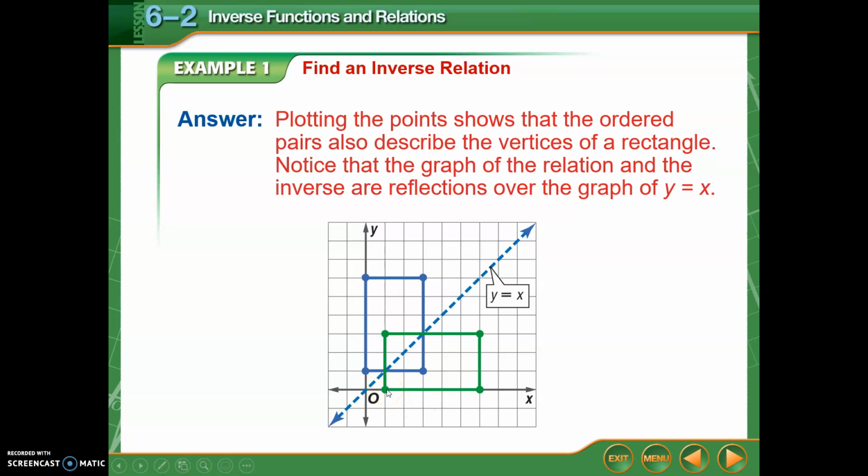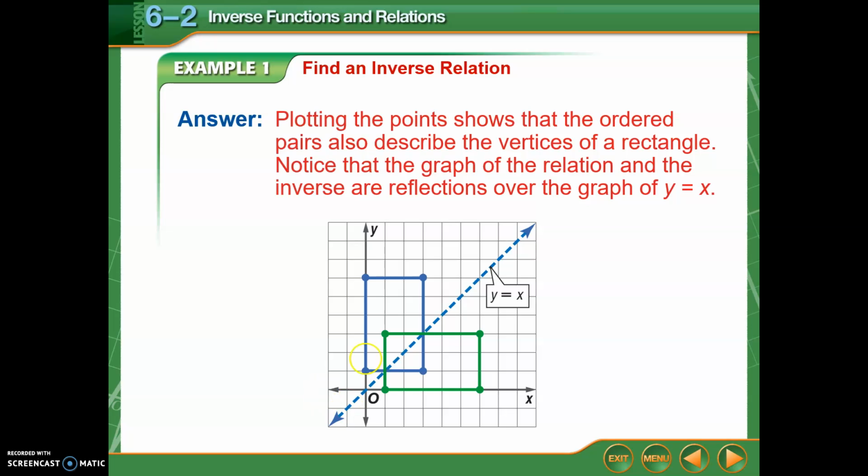So flip-flop the order of the ordered pairs. Now all of a sudden you've got 3, 1. So you go 3 over, 1 up. You've got, what do we have? 3, 6. Then you've got 0, 6 and 0, 1. And it's reflected over what we say over the y equals x line. And all that's saying is your x and y values flip-flop spots in the ordered pair.